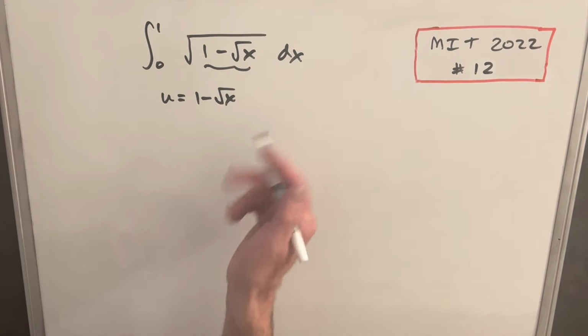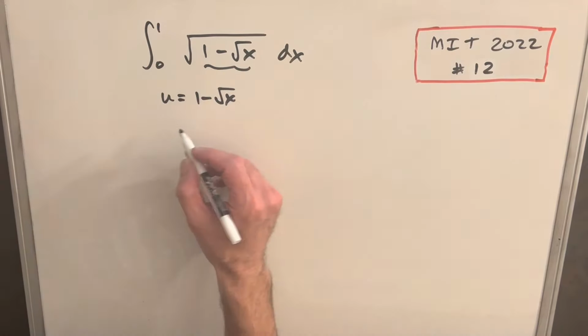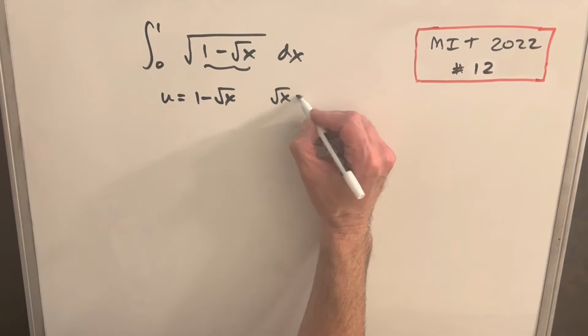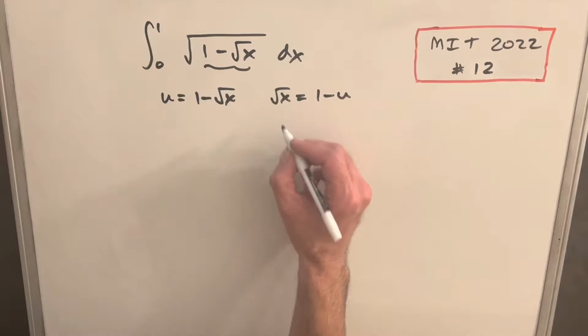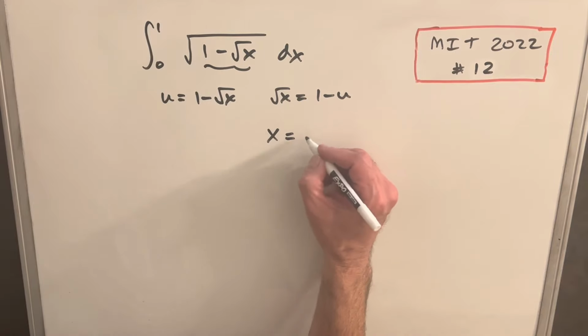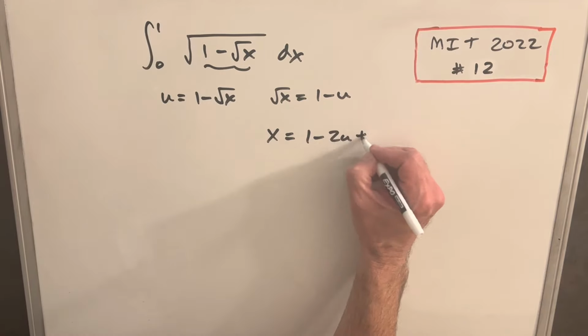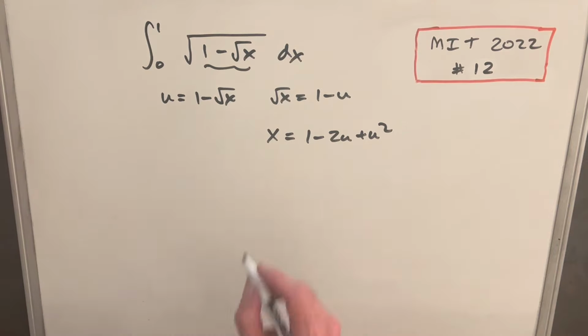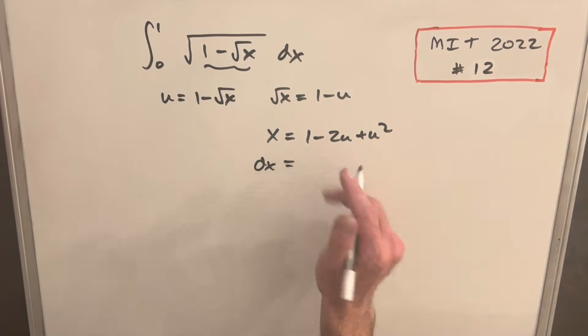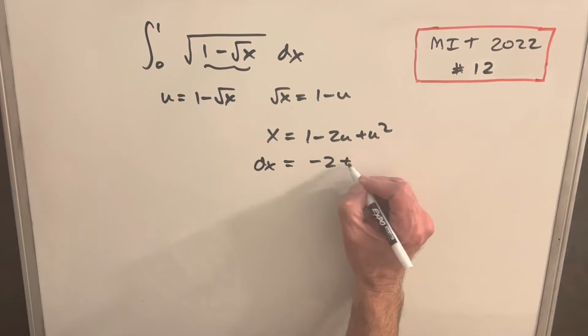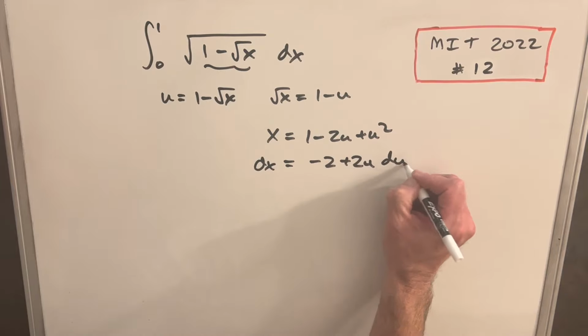Then we could take the derivative, but I think what I'm going to do is rewrite this, so we'll have the square root of x equals 1 minus u. And then we'll square both sides and we'll have x equals 1 minus 2u plus u squared. Then now I'll take my derivative, get my dx. So the derivative here is 0 minus 2 plus 2u du.